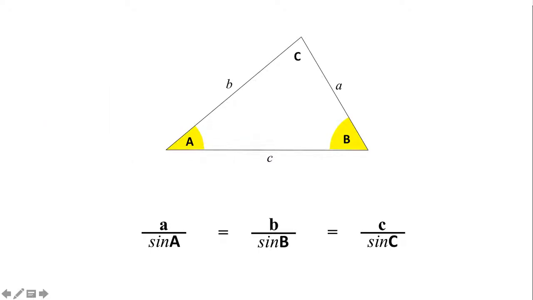A over sine A equals B over sine B equals C over sine C, where the small a's, b's and c's are the sides, and the big A's, B's and C's are the angles, and the corresponding pairs are opposite to each other, A opposite A, B opposite B, C opposite C.